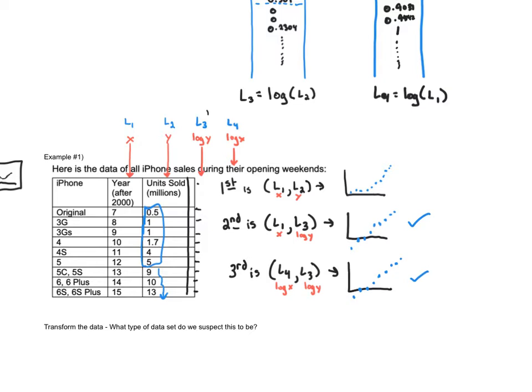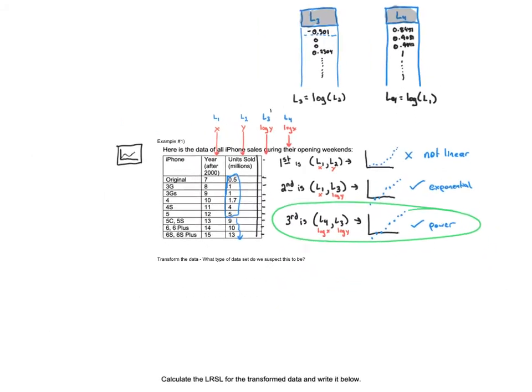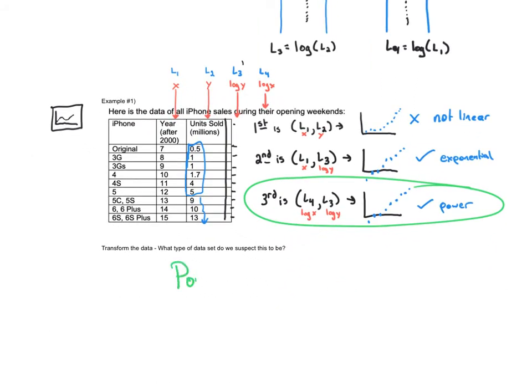But we definitely know it's not linear. That would be a linear right there. This would be an exponential, and this would be a power function. So we just have to decide which one of these do we think is more linear. Let's just go with the third one for now. Let's call it a power function. So what type do we believe it might be? It's a power function because that looks like the most linear of the three. So we'll go with it.